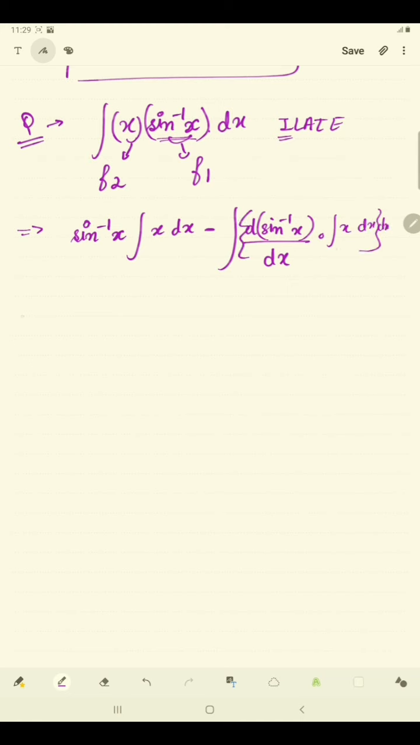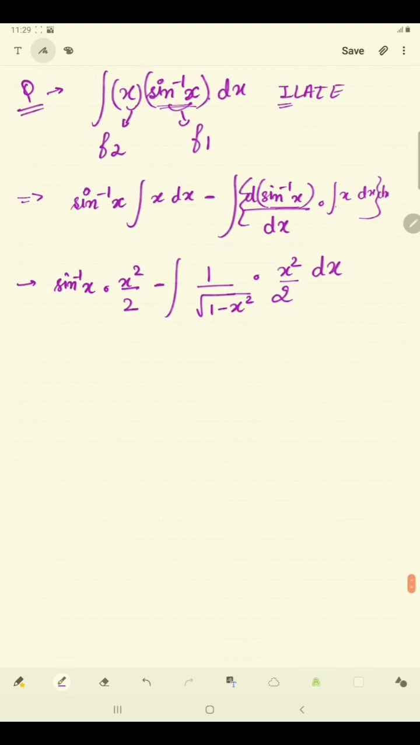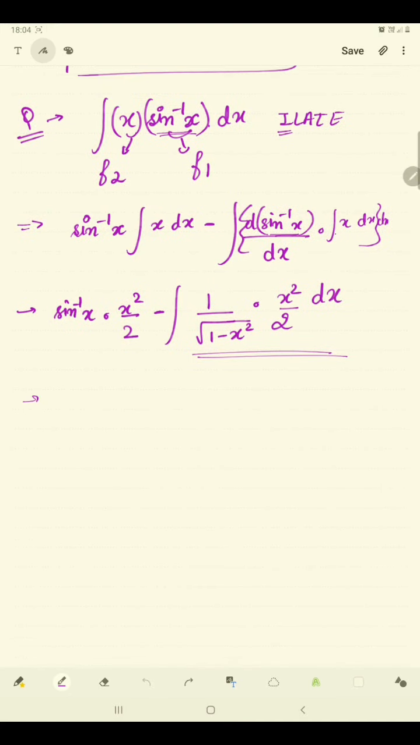whole dx. Now sine inverse x remains as it is, x square by 2, integration of x is x square by 2. Now differentiation of sine inverse x is 1 upon under root 1 minus x square dot integration of x is x square by 2 dx. Now the problem gets tough over here. To solve this integration problem, let me just further simplify this for you.